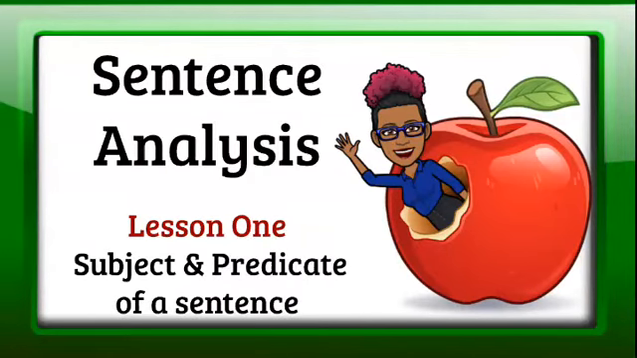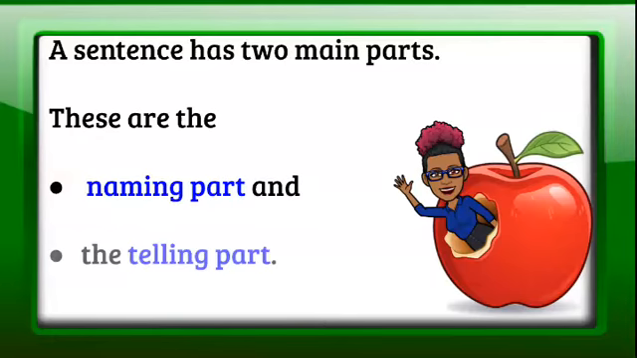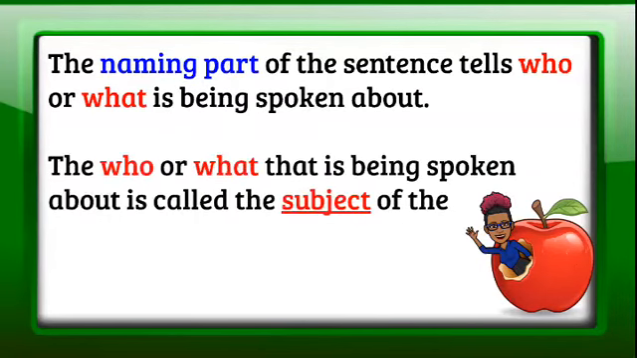Welcome to Sentence Analysis, Lesson 1, Subject and Predicate of a Sentence. A sentence has two main parts. These are the naming part and the telling part. The naming part of the sentence tells who or what is being spoken about. The who or what that is being spoken about is called the subject of the sentence.